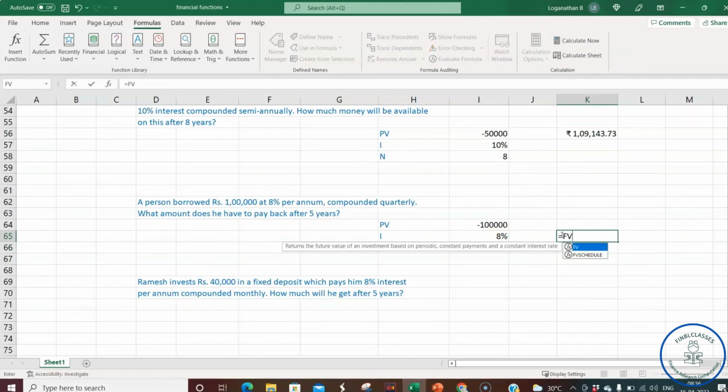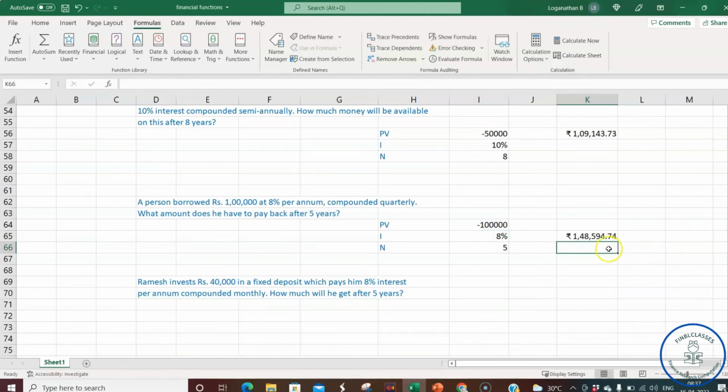So equal to future value, then tab key, then the rate is 8% divided by 4, which is quarterly, comma, and the number of periods 5 into 4, comma, there is no annuity so 0, comma, the present value is minus 1 lakh. Then close the parenthesis and enter. You find that it gives you 1,48,594. So the person who borrowed today has to pay back the amount of 1,48,594.